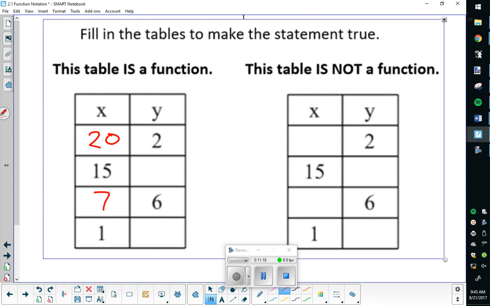20 and then 7. 3 and negative 6. Okay, cool. Why do you think that one is a function? None of the x's repeated. She's got 20, 15, 7, and 1. She's good there. None of them repeated.